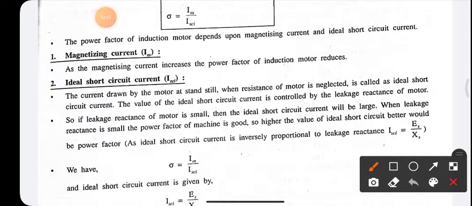So dispersion coefficient is given by Im upon ISCI, which is the ratio of magnetizing current and short circuit current.